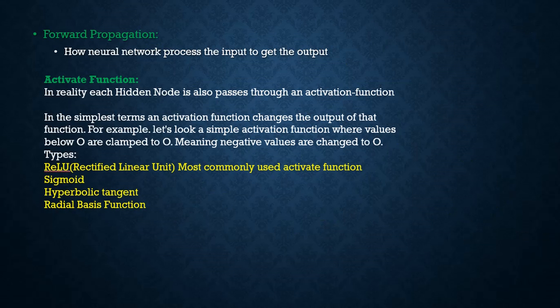Here we have a number of activation functions, as I said: ReLU, sigmoid, hyperbolic tangent, and radial basis function. The most commonly used one is ReLU. These functions are commonly used in neural networks. Here we have discussed two things: one is forward propagation, and the other is the activation function. I hope you understand this process. In the next slide, we are going to see the loss function.